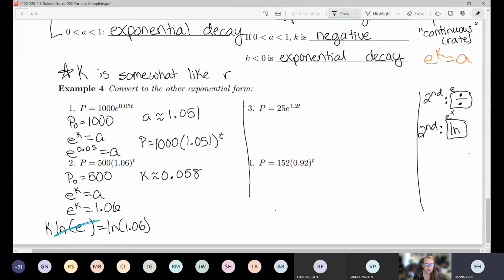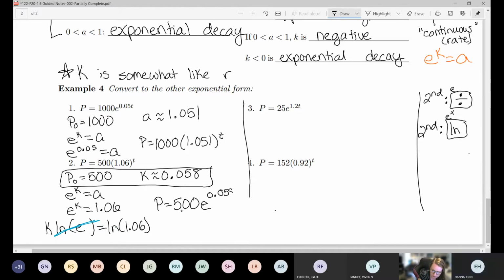All right, k equals 0.058. So then we have the two things that we need to write the equation for the e to the kt form now. So we have P equals P naught, which was 500, e to the kt.